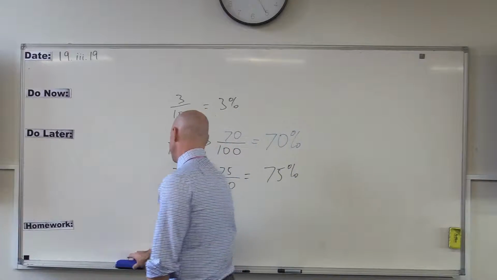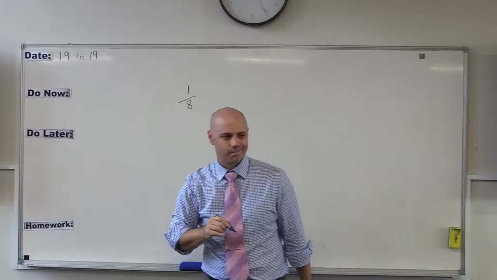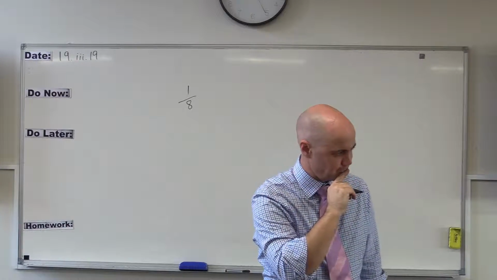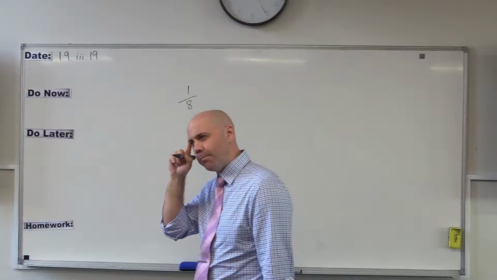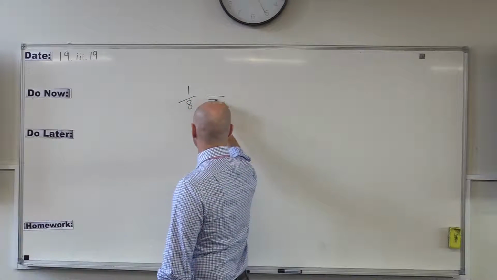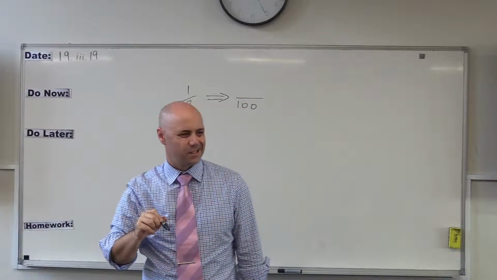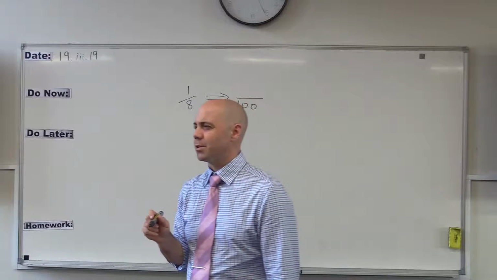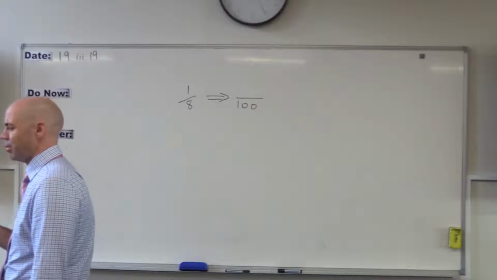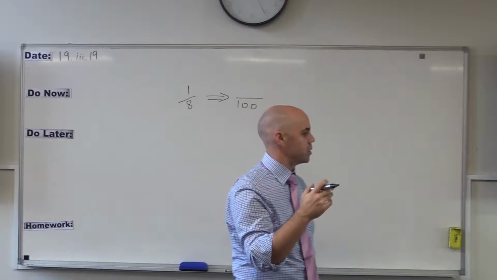Sometimes they're not as easy. In my head I'm thinking, right, what can I multiply 8 by to give me something over 100? 8 times 12 is 96. 8 times 13 is 104. Problems.